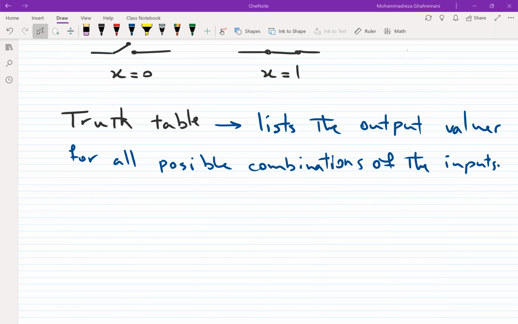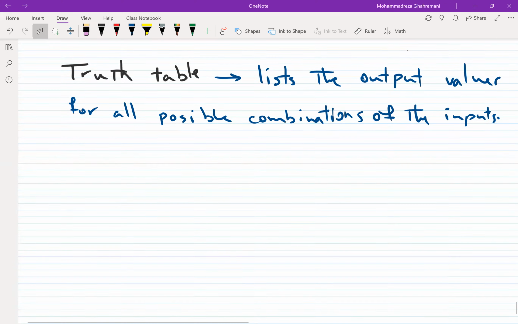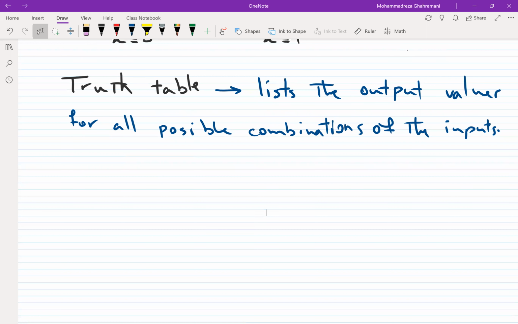I think that I lost the connection. So let me repeat. I said that to describe a function, we use a table called truth table, and this table lists the output values for all possible combinations of the input. What functions do we have?